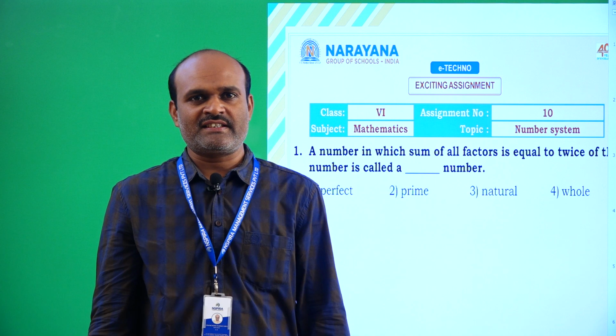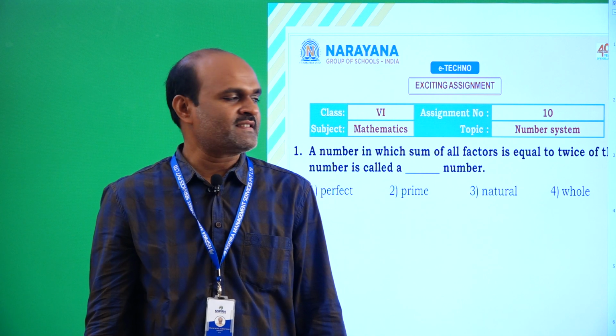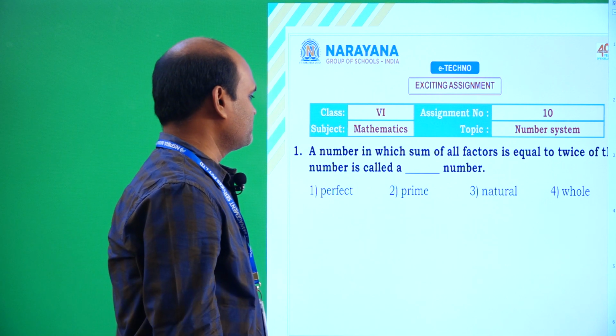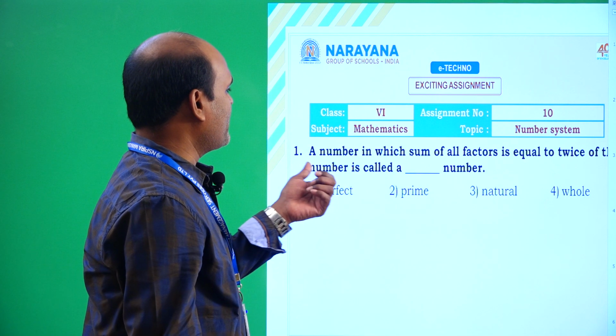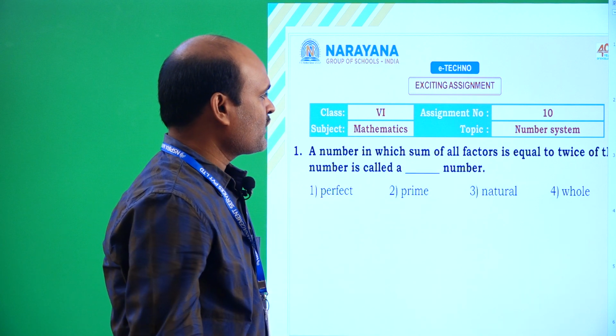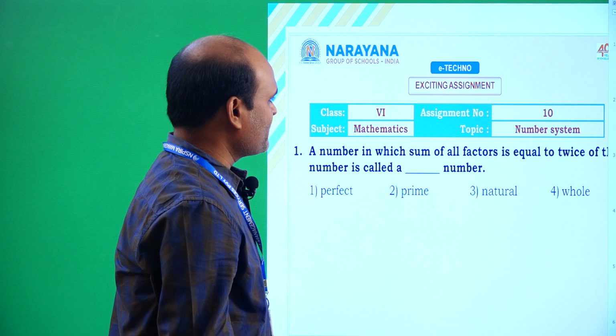Today we are discussing 6th class mathematics assignment number 10 related to number system. Here is the first question. A number in which sum of all factors is equal to twice of the number is called.